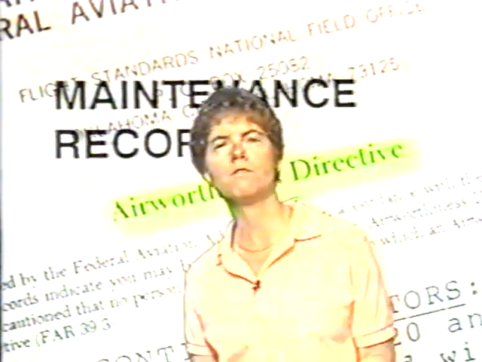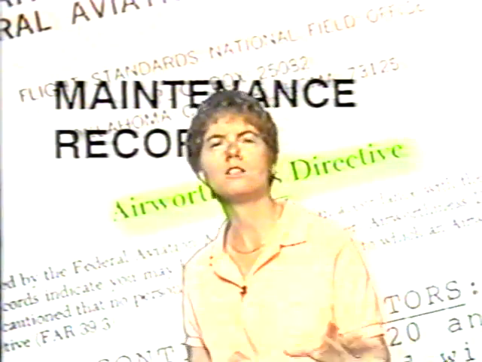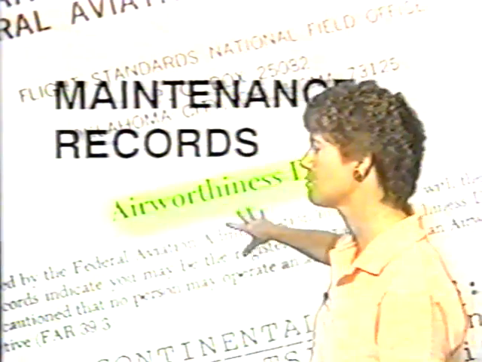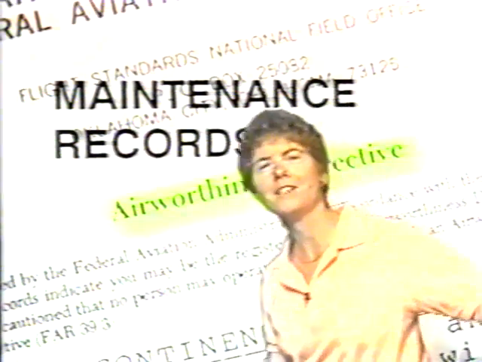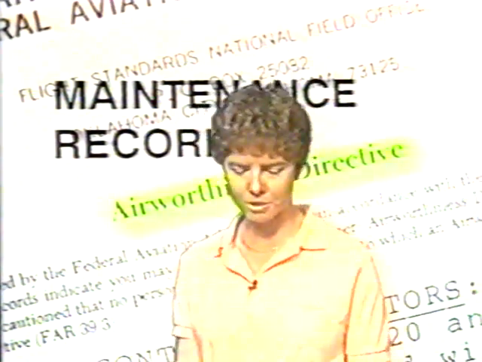You put the information in the maintenance records. So where you keep the status, the information about the airworthiness directives that you've complied with, is in the maintenance records, which is a fancy name for what? The aircraft logbooks. The aircraft logbooks.